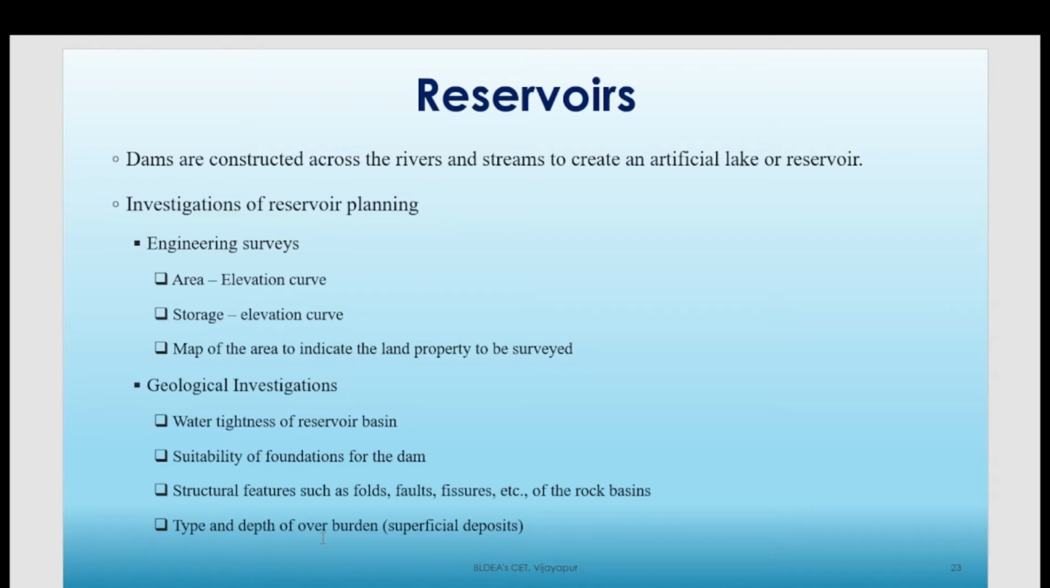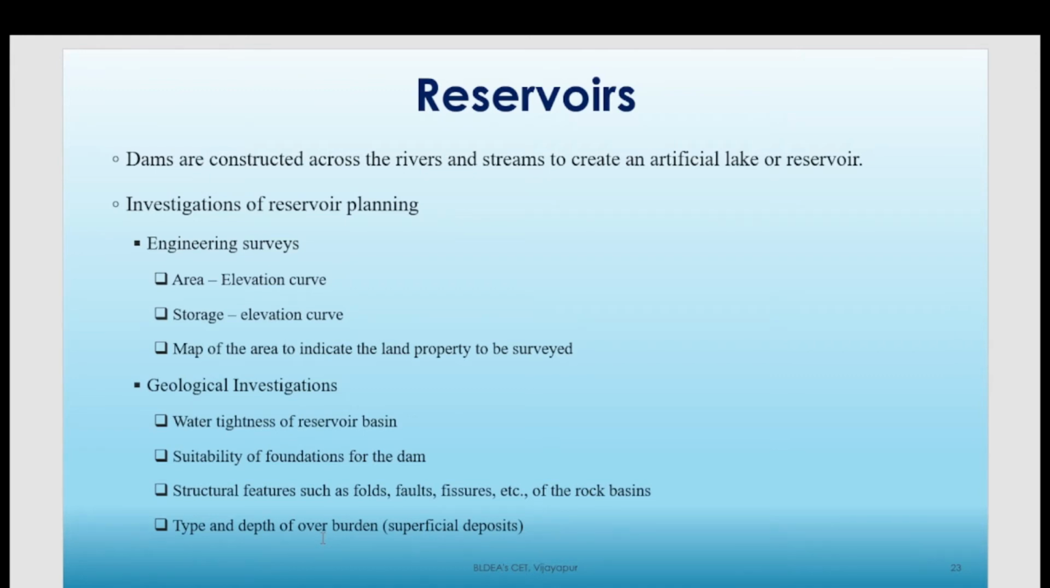So you need to check the foundation of the dam, whether it's a hard rock strata or any loose soil strata. That is going to define whether that particular foundation is suitable for construction of a dam or not.